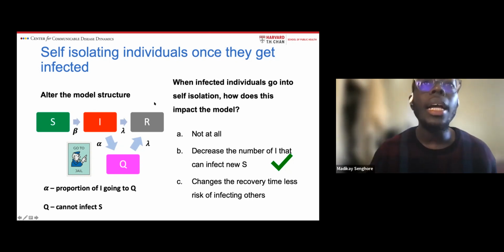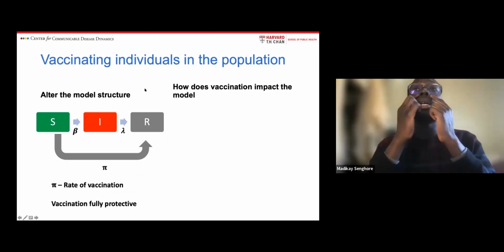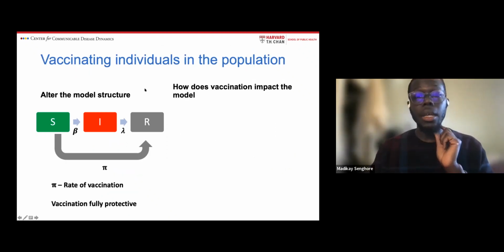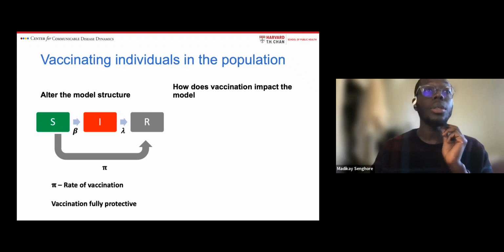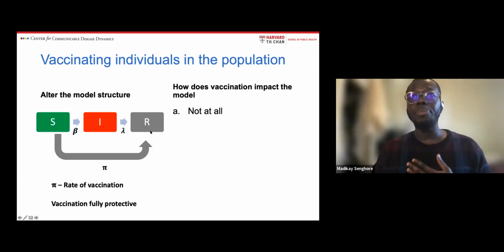So quickly, I think I'll try and wrap up so we have time for questions at the end. I want to introduce the idea of vaccination as well. If you have a vaccine, typically what a vaccine does in an ideal scenario is that it takes people who are susceptible, not infected, it triggers the immune system to create antibodies, and they become recovered, meaning they can no longer be infected.